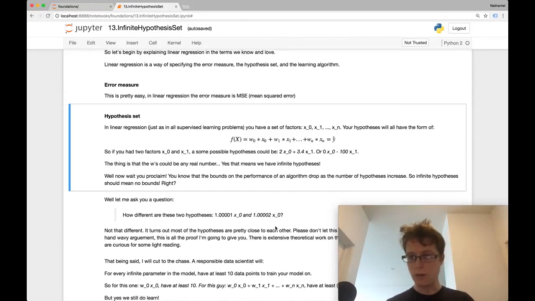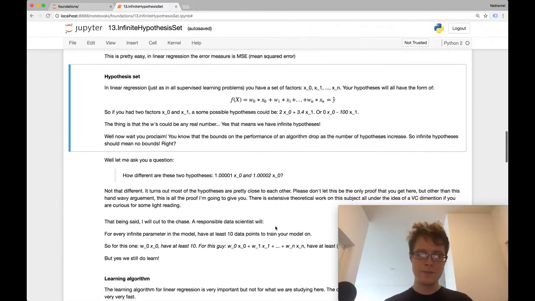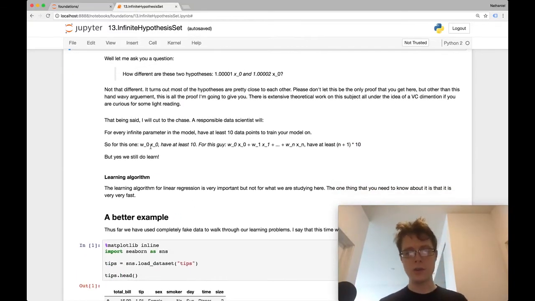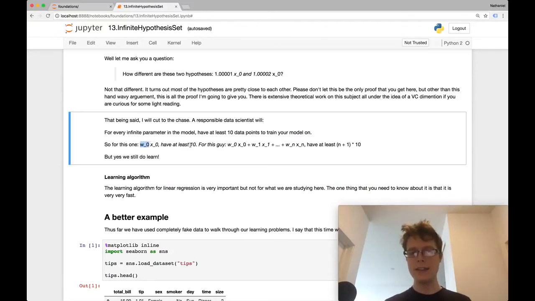But let me at least tell you the rule of thumb that you should get out of this. A responsible data scientist will, for every infinite parameter in their model, have at least 10 data points to train their model on. So if we had a model that was W0 times X1, so we've got one weight that could be anything, we should have at least 10 data points. For W0 times X0 to Wn times Xn, we should have at least n plus 1 times 10 data points. So, okay, there you go. You've kind of learned linear regression.